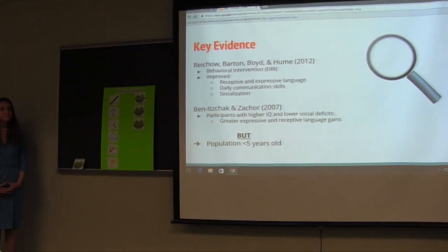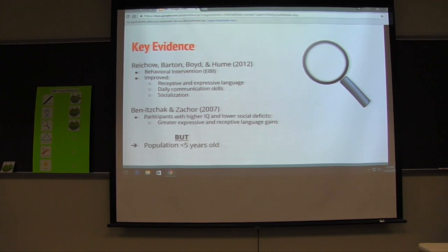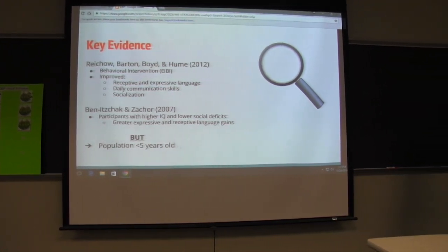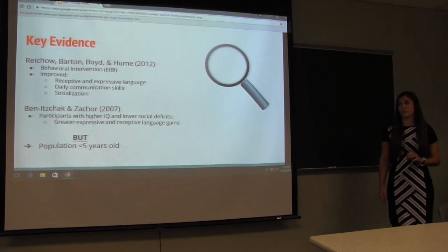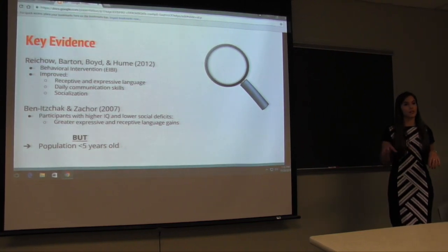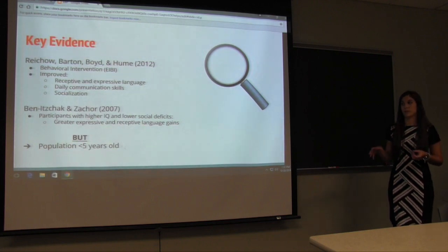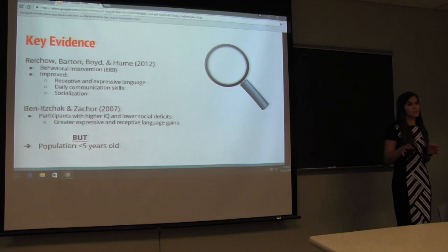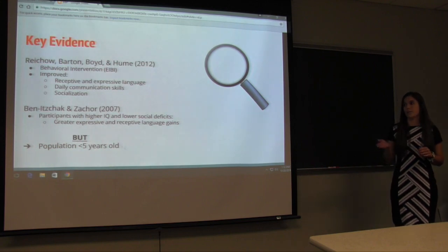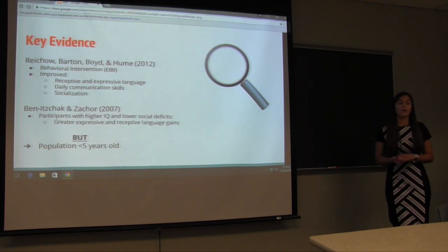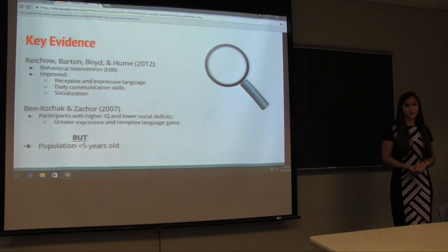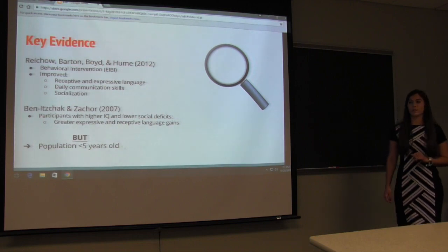Okay, so in one of our first studies that we looked at, Reichow and colleagues conducted a meta-analysis of 5 different studies, and they were looking at EIBI, which is early intensive behavioral intervention, and compared it to the generic special education that a child with autism would typically receive in the school. After a 2-year span of time, they retested the children, and they found that those who received EIBI overall had improved expressive and receptive language skills, as well as daily communication skills and overall socialization skills.